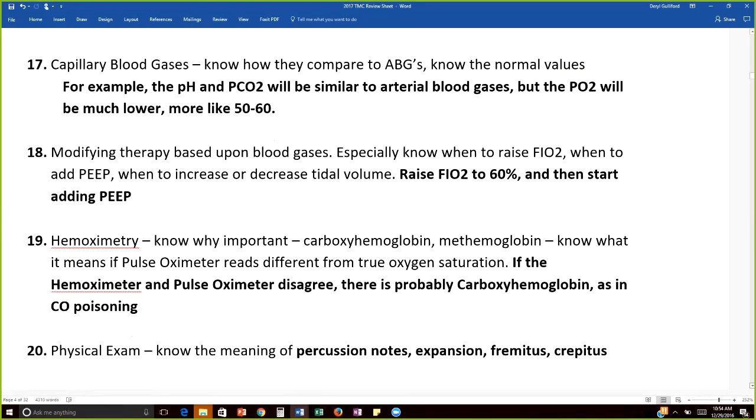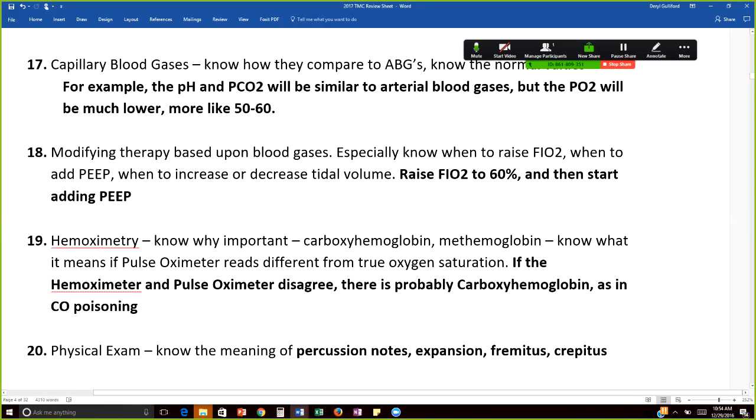Modifying therapy based on blood gases. I have a whole handout for you on this, which comes up later in this little presentation. But a key concept is raise the FiO2 to 60%. And if you still don't have adequate oxygenation, then you start adding PEEP instead of going up to 70%.